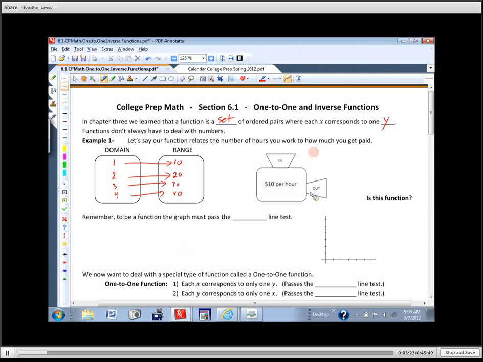So we kind of think of a function like a machine. You plug something in, and it does something to it, and it spits it out. So you plug in hours that you work, and what comes out is your pay, the dollars that you get paid.